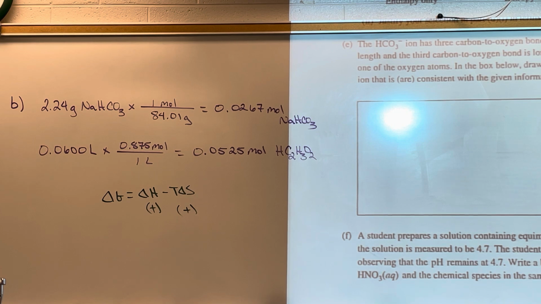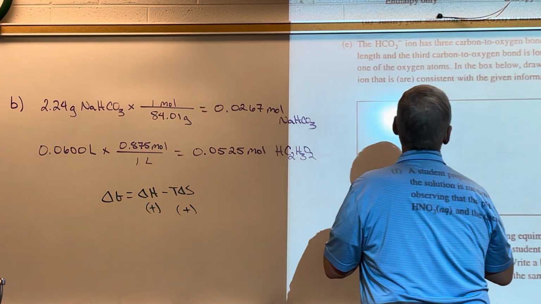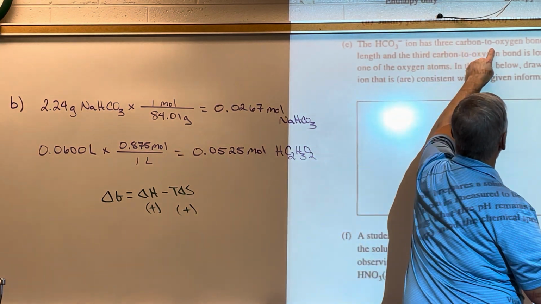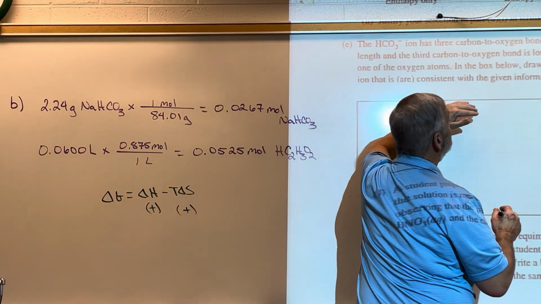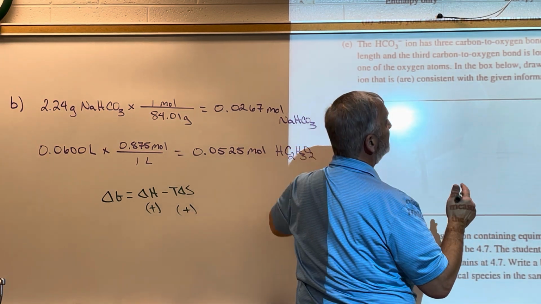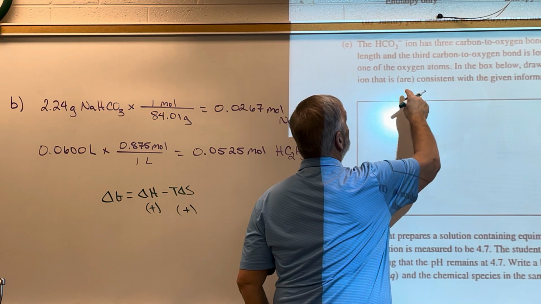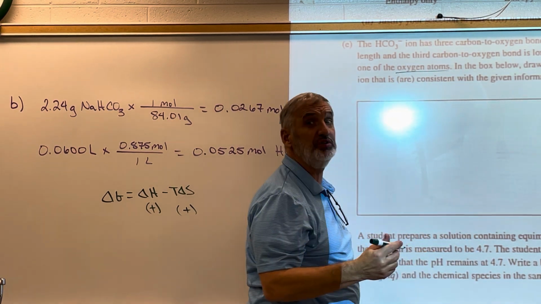What concept is this question asking about? Resonance. Resonance. That's the key. Most individual parts are going to ask one concept. You've got to figure out what concept they're asking about. This one's resonance. They also tell you it has 3 carbon to oxygen bonds. 2 of the carbon to oxygen bonds have the same length, and the third is longer than the other 2. They tell you the hydrogen atom is bonded to one of the oxygen atoms. So they kind of tell you what's going to happen.